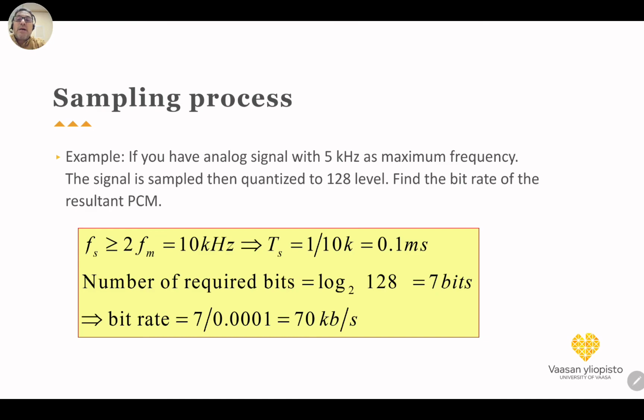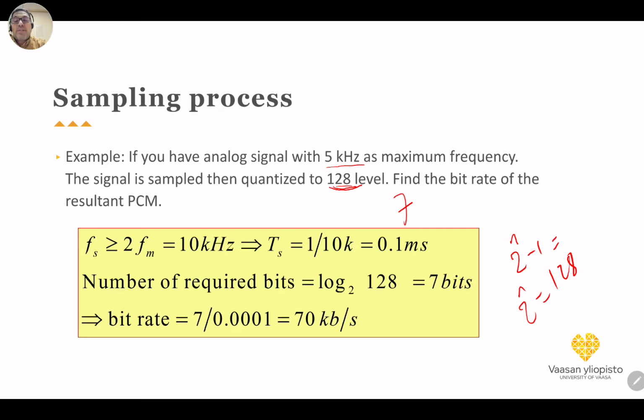If we take a simple example, say you have an analog signal with 5 kilohertz as the maximum frequency, and the signal is sampled, then quantized to 128 levels. 128 levels means 7 bits, because 2 to the power n gives you the number of levels. 2 to the power n is equal to 128, which means n is equal to 7, because 2 to the power 7 is 128. So it is 7 bits.